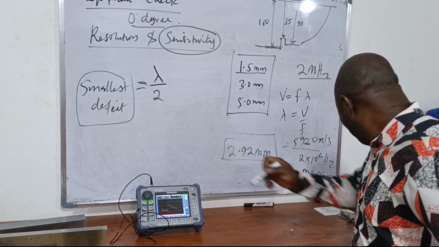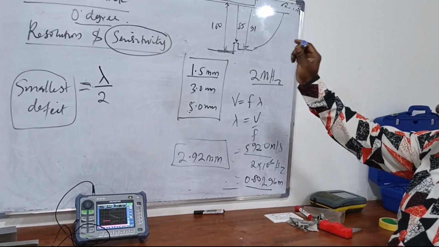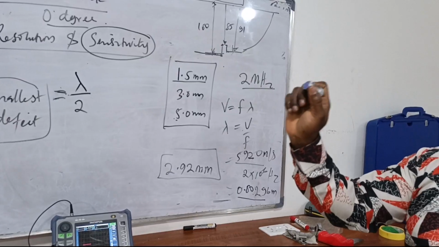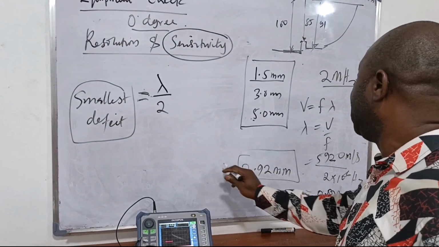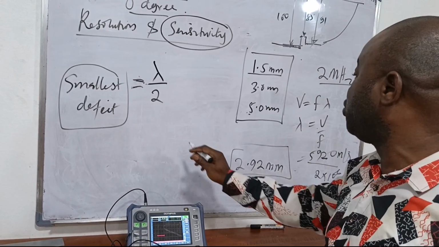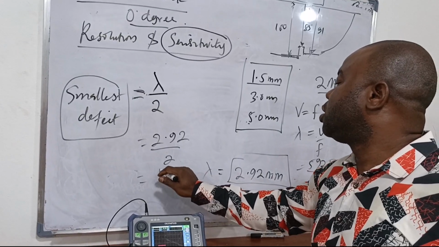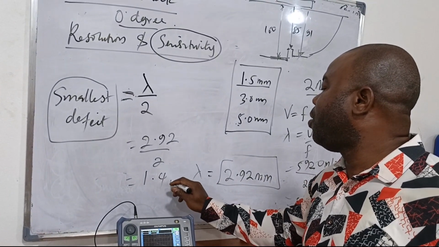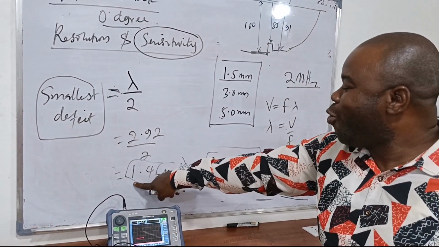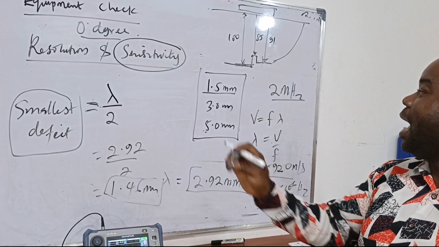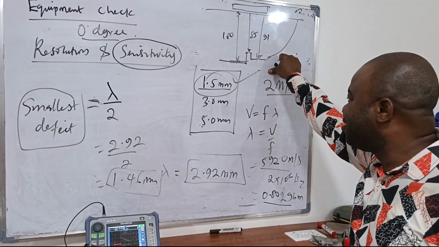What does this mean? It means that if I am using my 2 megahertz probe, the smallest defect I can get, take note, this is the wavelength that I've calculated. The smallest defect will be 2.96 all over 2, which is 1.48 mm. Which means any hole below that size will not be detectable, so you have this to do your sensitivity check.